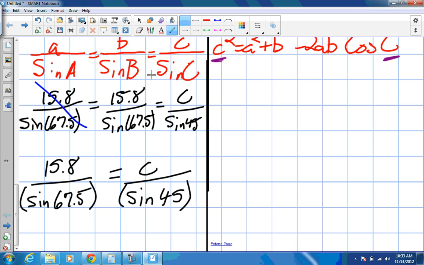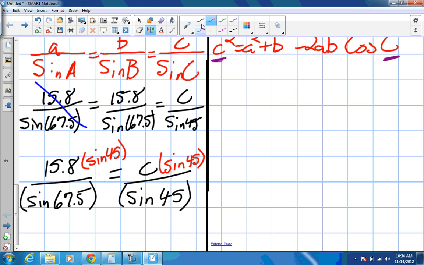Both sides. Okay? I know we're used to saying that we just multiply it on the other side, but technically what we're really doing is multiplying both sides of an equation by the same thing. That's what's called balancing an equation. So we technically multiply both sides by sine 45. Now what happens on the right side of the equation? They create a 1. We usually call it canceling out. So we're left with just c.